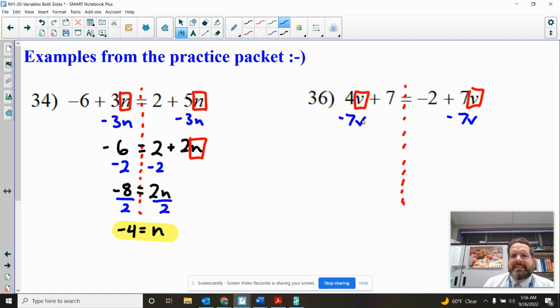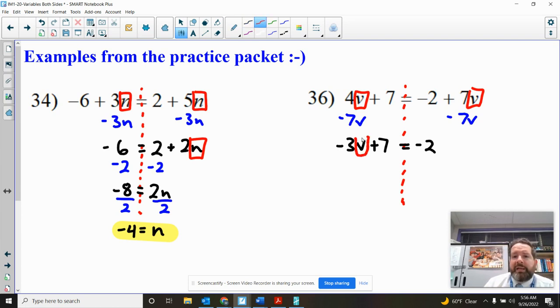4v minus 7v. So it's going to stay v's, and now do a 4 minus 7 to end up with negative 3 v's. The plus 7 on the end stays a plus 7 on the end. Over here we have a negative 2. 7v minus 7v went to 0. That's why we did that. No more v's on the right-hand side.